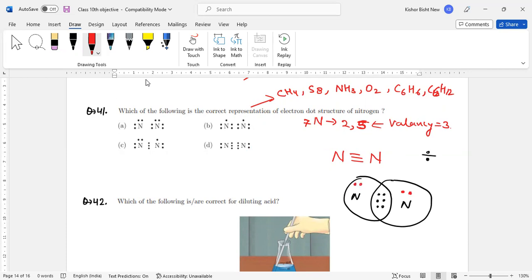In between the 2 nitrogens there are 6 electrons. Here there are only 2 electrons, this is not correct. Here the 3 electrons is not correct. Here there are 4 electrons in between. Here there are 6. So answer D is correct.